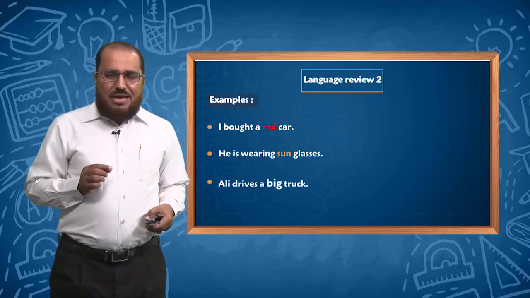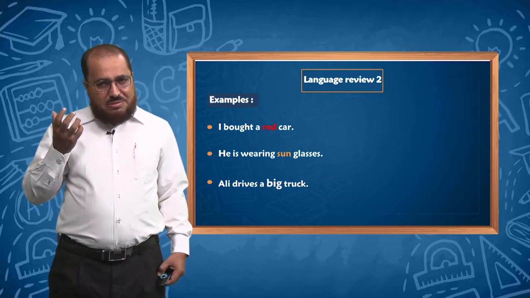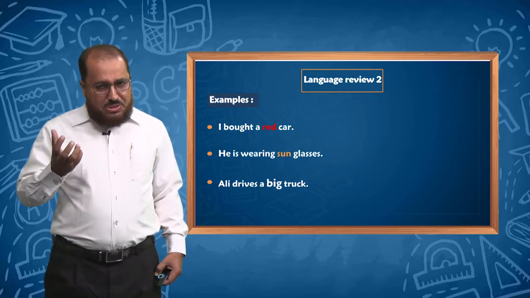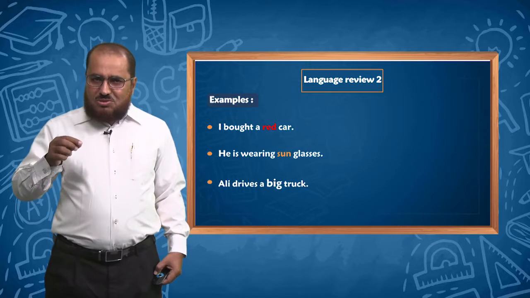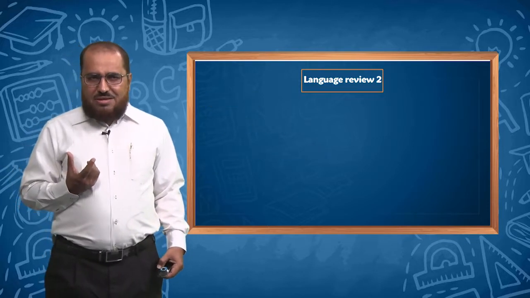More example. Ali drives a big truck. It is not a small car or a taxi. It is a truck. But what truck? A big one. So the imagination presents a big truck. This is called painting a picture, a style.